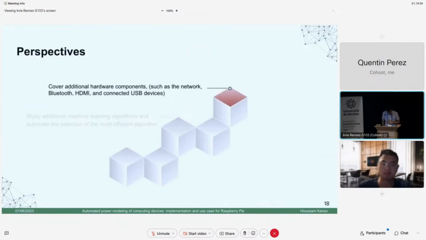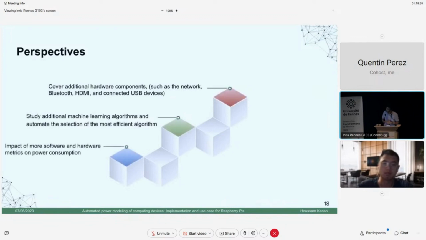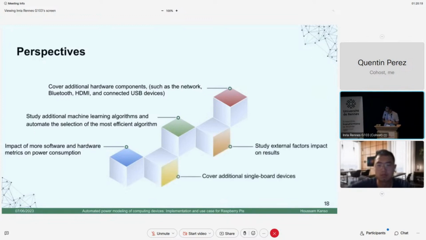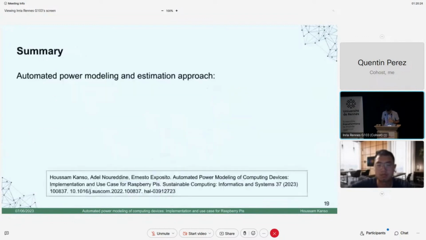And finally, for future work, our perspective is to cover additional hardware components and study more machine learning algorithms, because if you want to add more and more metrics, linear and polynomial regression maybe are not going to be the optimal way to generate power estimation models. We also want to study external factors and cover more devices.